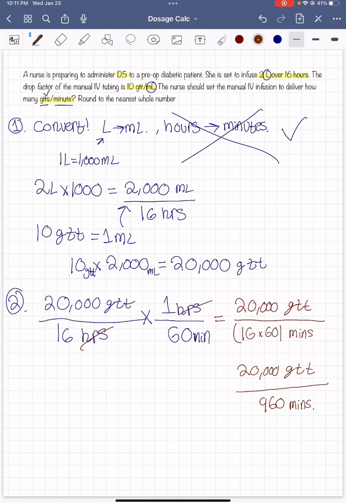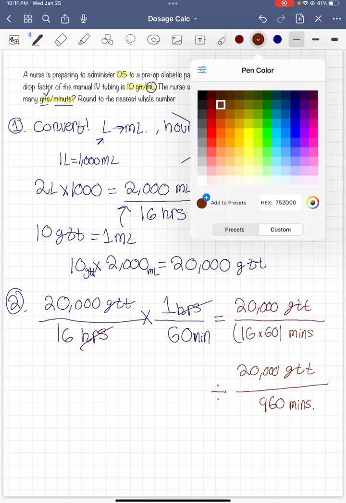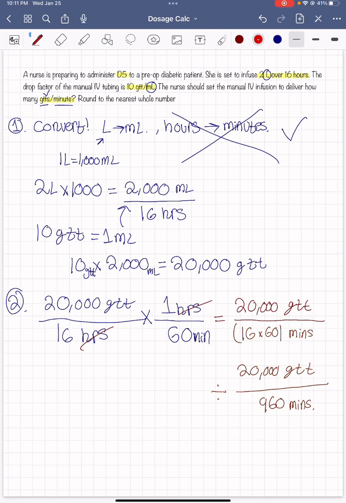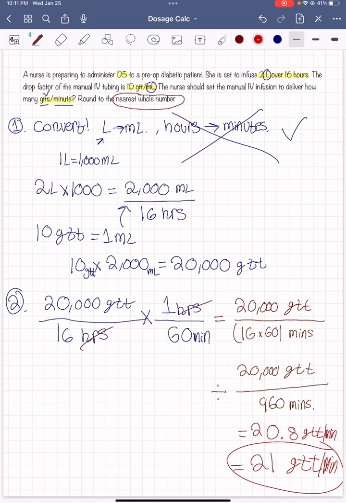So how do I get this to drops per minute? I simply just divide. So now, after dividing, I am left with 20,000 over 960 gives me 20.8 drops per minute. What did the question ask me? It asked me to round to the nearest whole number. This gives me approximately 21 drops per minute. And that's going to be our final answer.